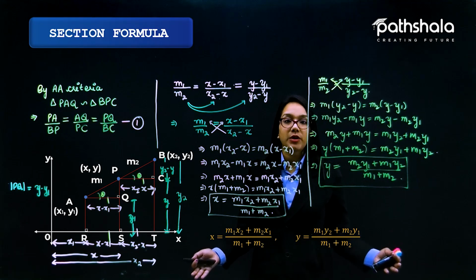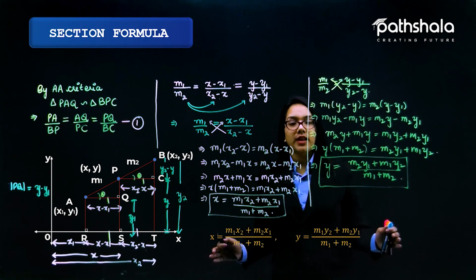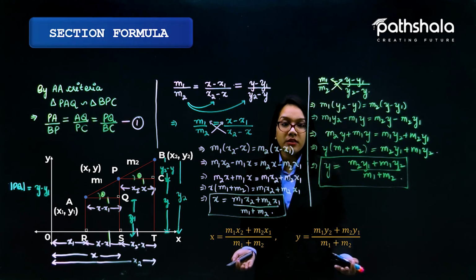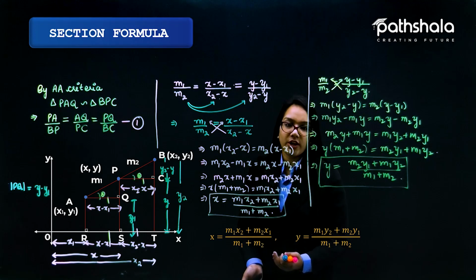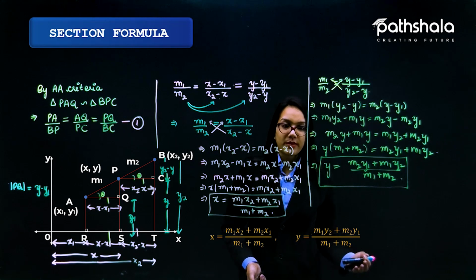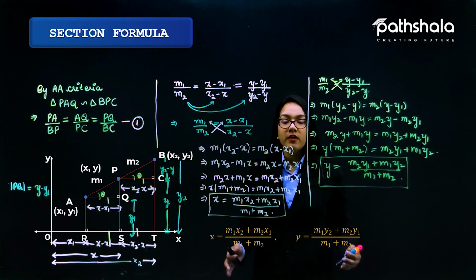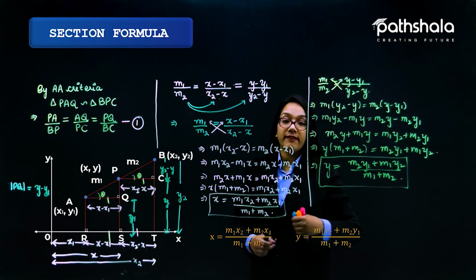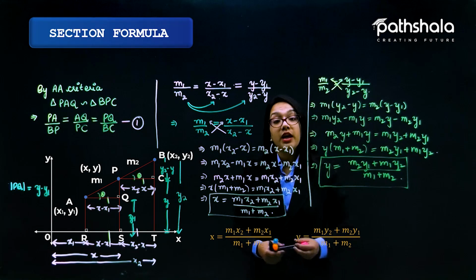So this is nothing but called the section formula, in which we are finding the coordinates of the point P in this particular formation, that x is (m1x2 + m2x1) by (m1 + m2) and y is (m1y2 + m2y1) divided by (m1 + m2). So always remember, whenever a particular point P is dividing a particular line segment in a ratio internally.